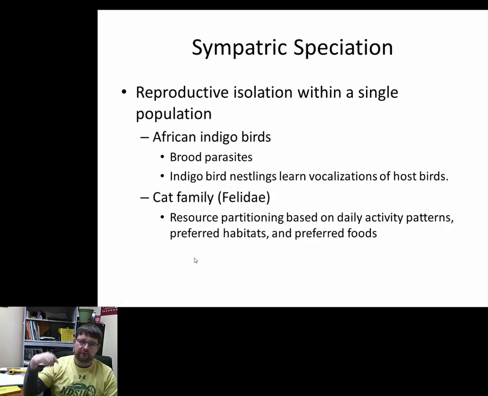hold territories. They'll often hold specific territories, exact spots where they will go and visit the regions of their territory, and they go to those different regions of their territory at exact times of day. They prefer specific types of food and habitat and things like that.